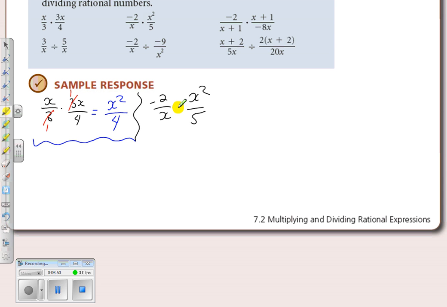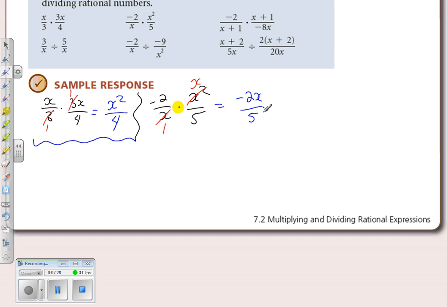Because I have multiplying, I can start going in between the fractions. Can't do the negative 2 and the 5, but I can do the x's. That x goes to 1. This x squared goes just to x. It's the same thing as you learned last year with your exponent laws. Subtract the exponents. X squared, 2 minus 1, leaves you with an x. So now I have negative 2x over 5.